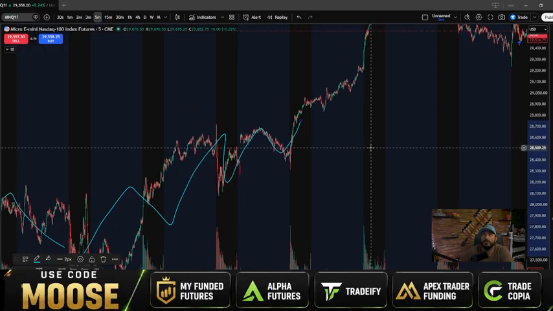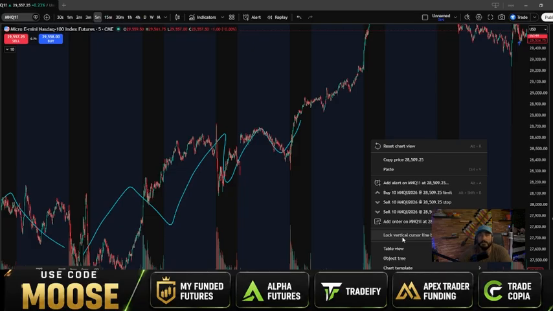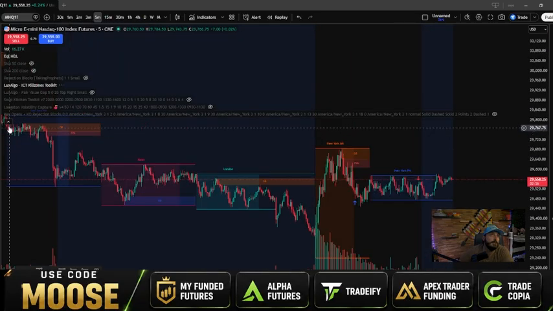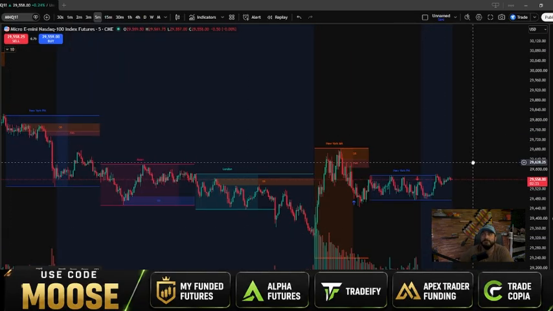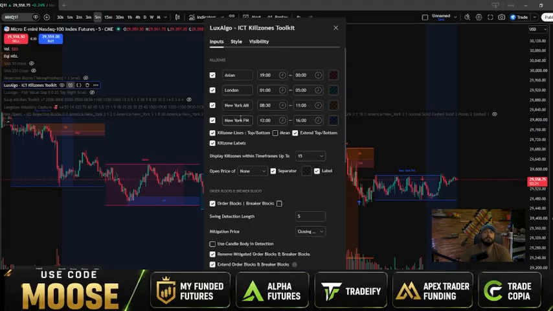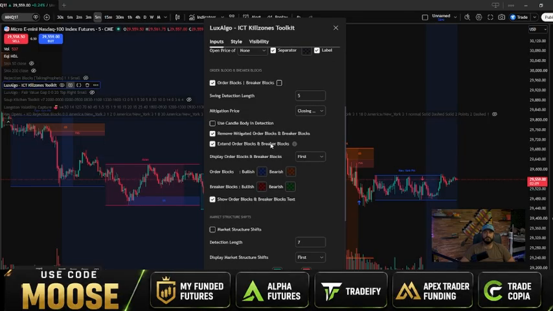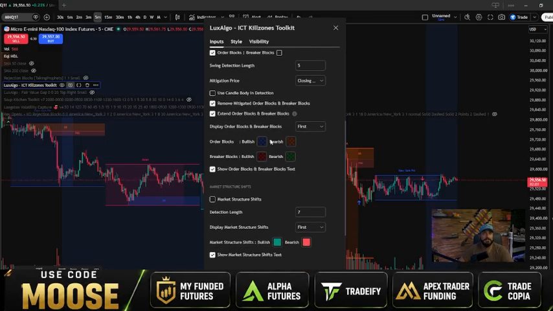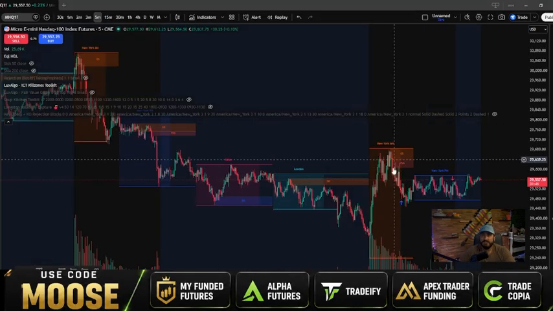Okay. So how do we target and find entries and find trades to take? This is the indicator I use, right? So Lux Algo ICT Kill Zones Toolkit. I will open up my settings so you guys can screenshot it really quick. Scroll down a little bit for you. The only thing you really have to change is time. Session highs and session lows.